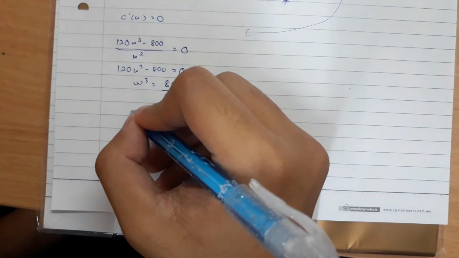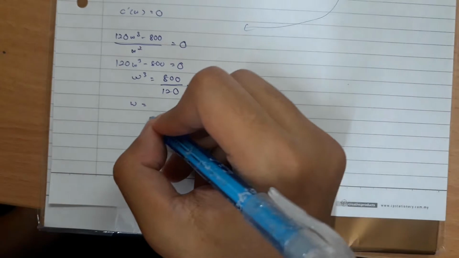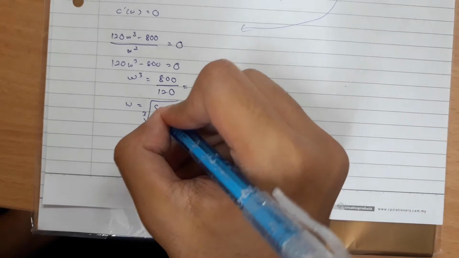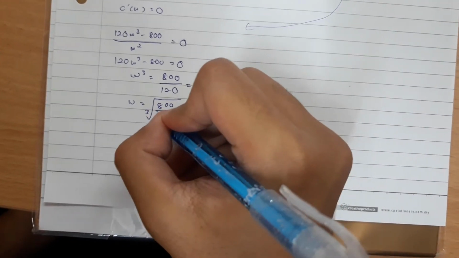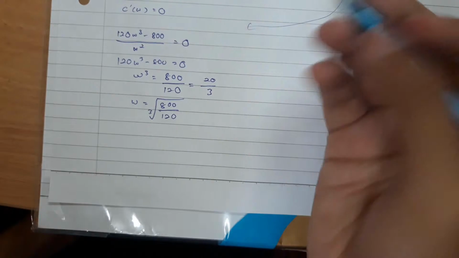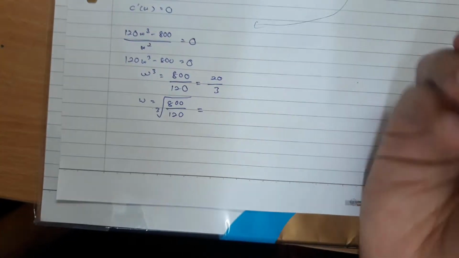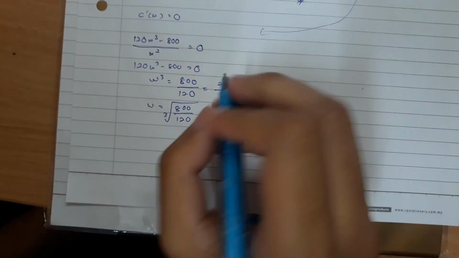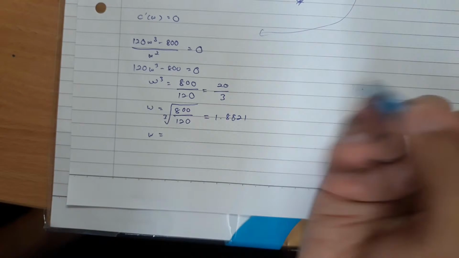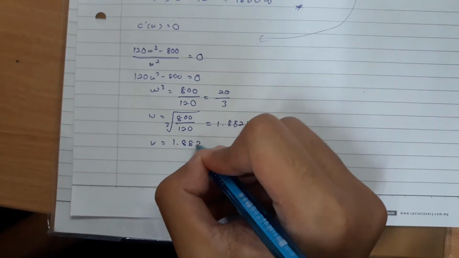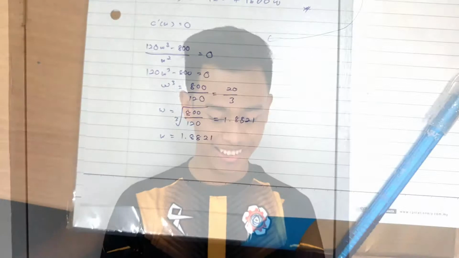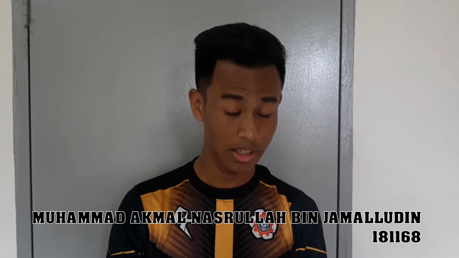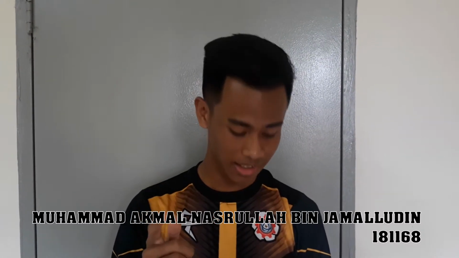So we move the cube to the right side, so it will be the cube root of 800 over 120. We calculate it and we will get 1.8821. So W is equal to 1.8821.